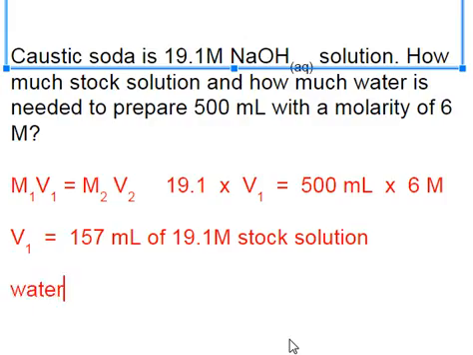So then the water should be whatever else I need to get to 500. It's not dilute until you add water to it. So if I want 500 milliliters total, my 500 milliliters to make it weaker means I put some of the strong stuff in and I add some water to it. So I take the 500 minus the 157. So 343 milliliters of water needs to be added.